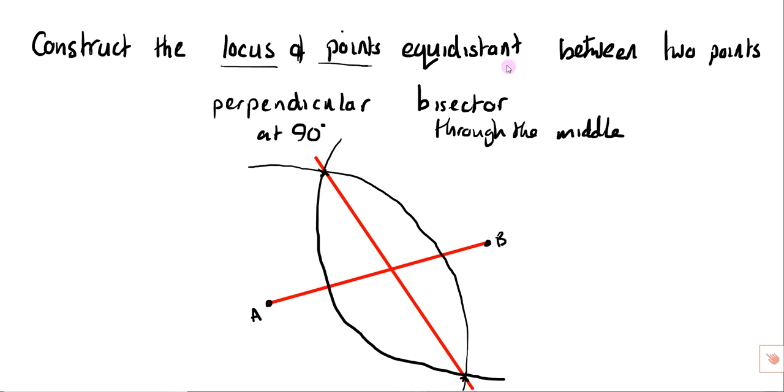What does equidistant mean? Equal distance, the same distance. Now, the locus of points is basically saying if you followed a path that was equidistant between 2 points, that's what it would be. So the locus of points is the path that shows all points.